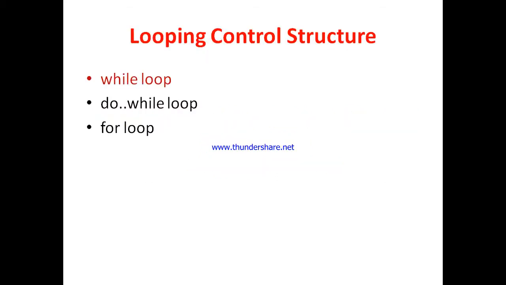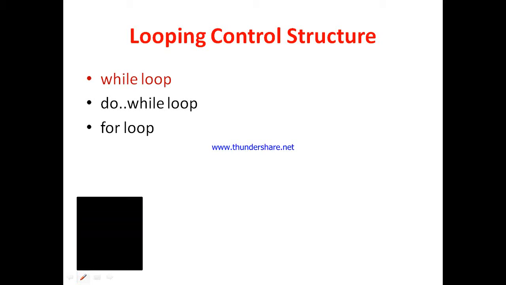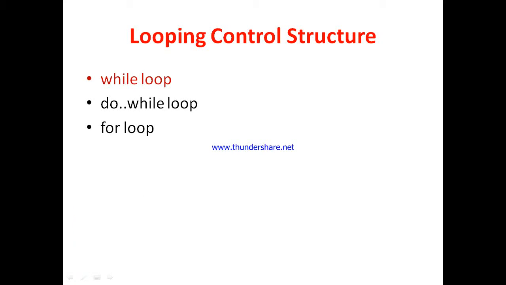Okay. Now there are three types of looping control structure. In these, the three main types are while loop, do while loop and for loop. Now today we are going to study the while loop.